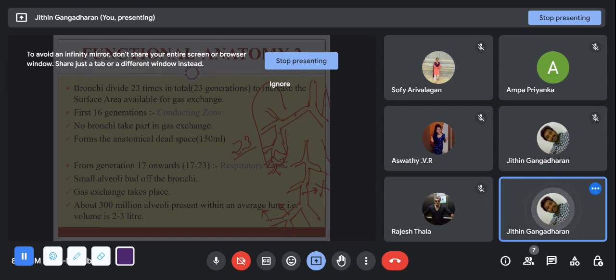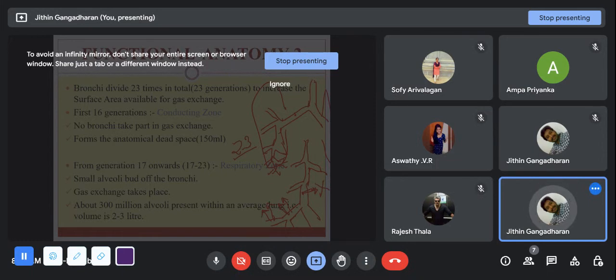So, what do you mean by anatomical dead space? Up to the 16th generation, okay, up to the 16th generation, the air won't be able to pass through the bronchus like this. But after it, the air will be passing like this. Okay, the air can be passed like this. This condition is known as conduction taking place.